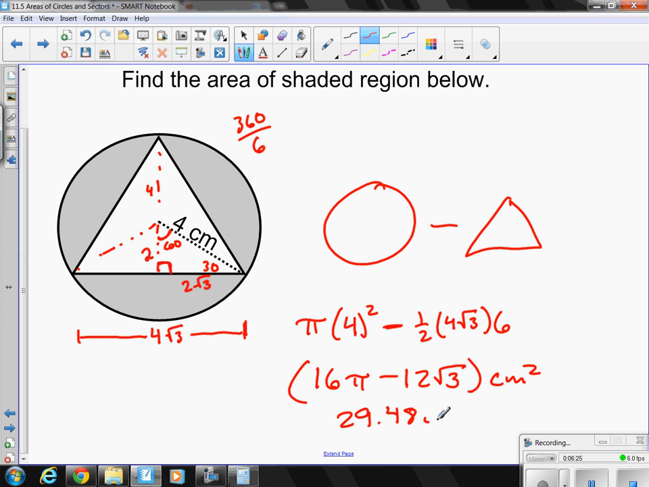29.48 centimeters squared. Now, it's always good to make sure you know how to use your calculator, because sometimes doing this in your calculator, people get it wrong. So make sure you know how to use your calculator.